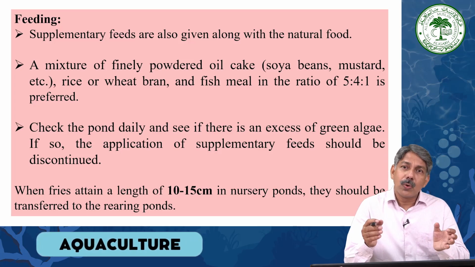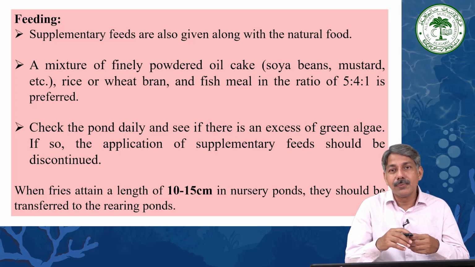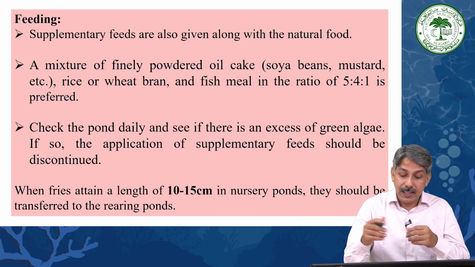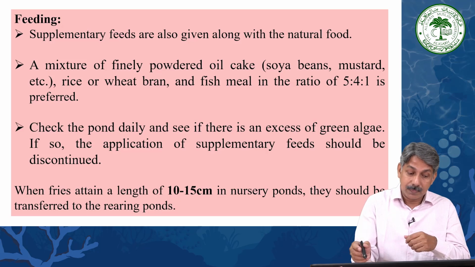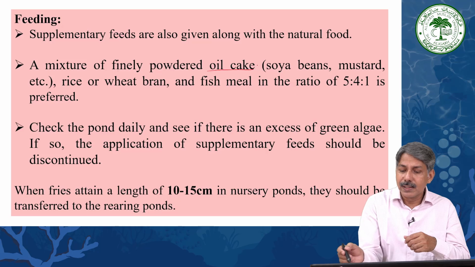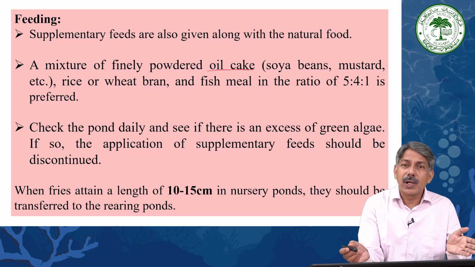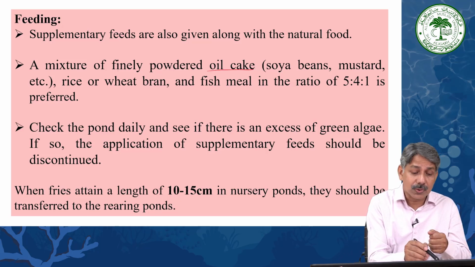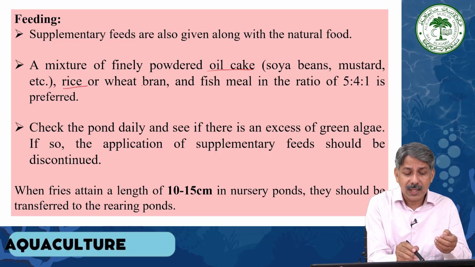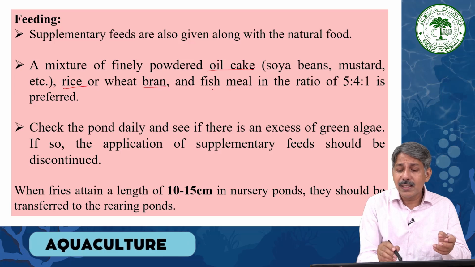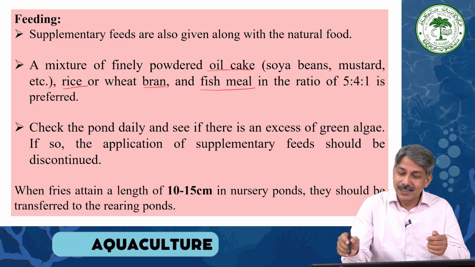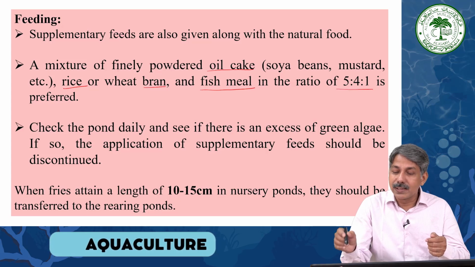But only natural food may not be enough for them to survive and grow. So you will have to take care by providing some food from outside. Here it is written that a mixture of finely powdered oil cake, whatever oil cake is available in your region, is a good source of protein. Rice or wheat bran, whatever is available again in your region. And then if you get fish meal, then it is very good for their growth rate. And this is the ratio that is recommended.